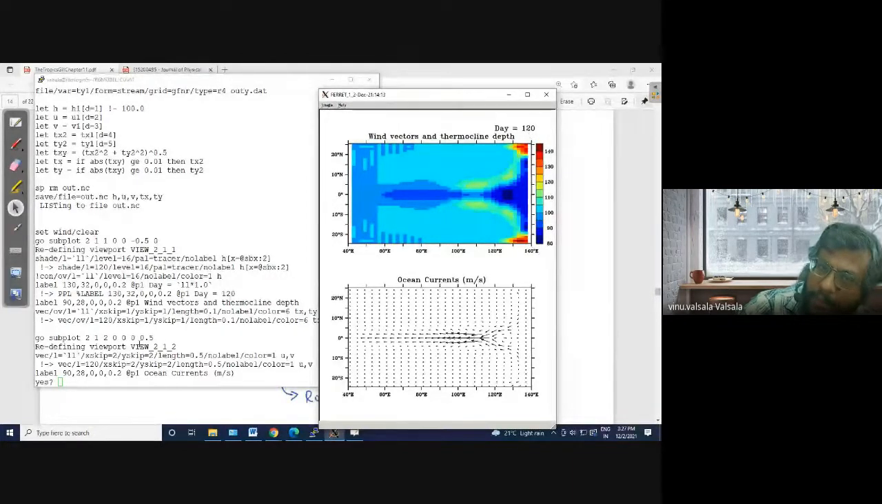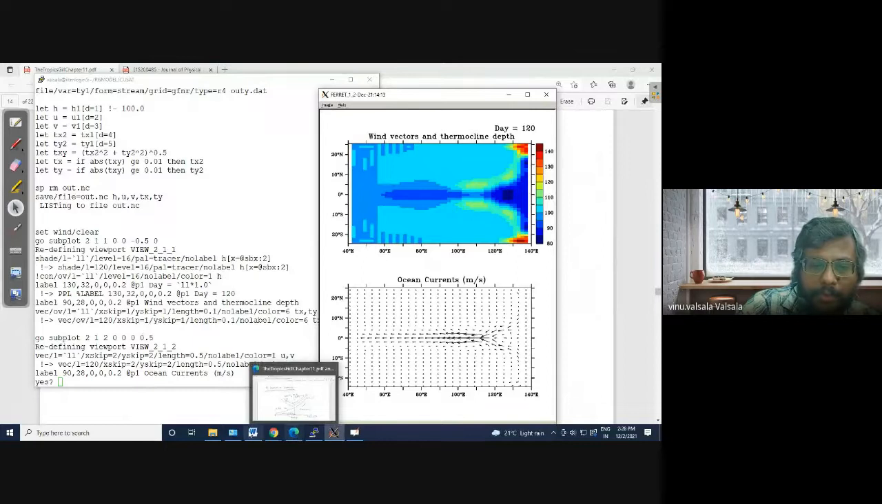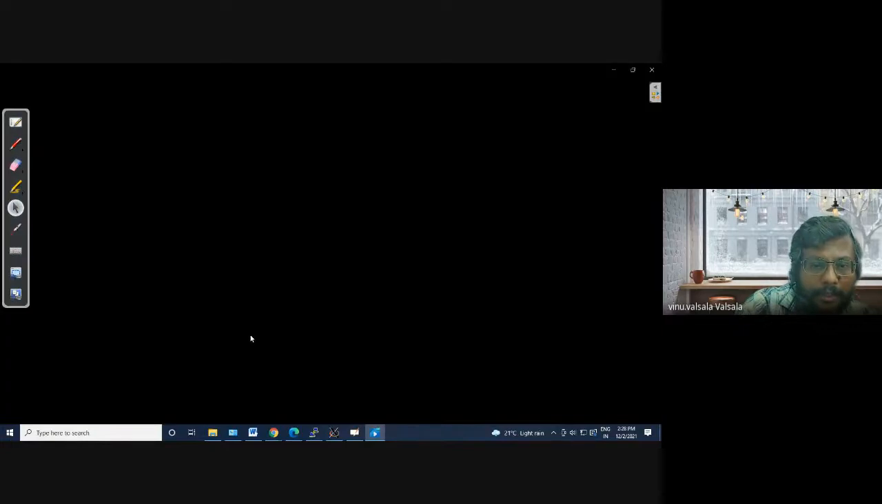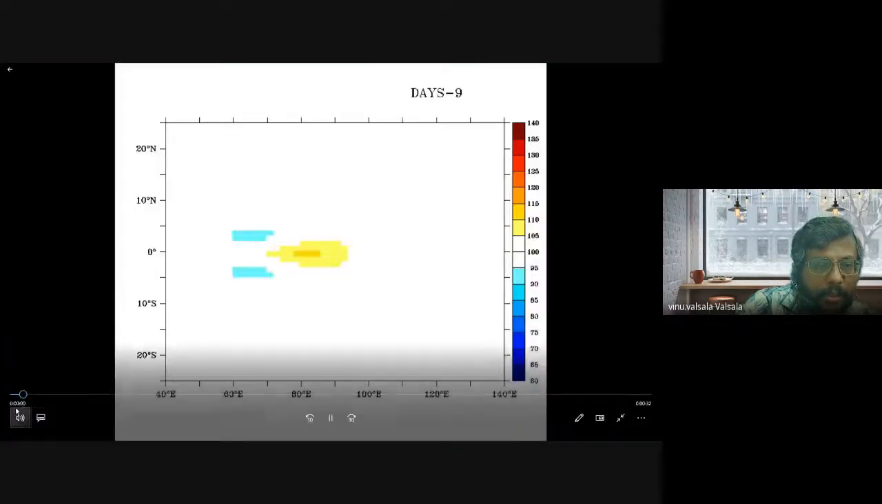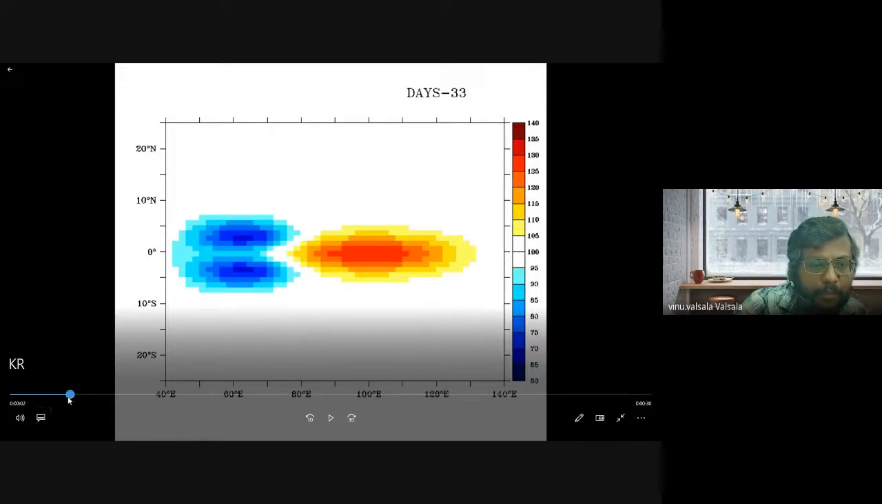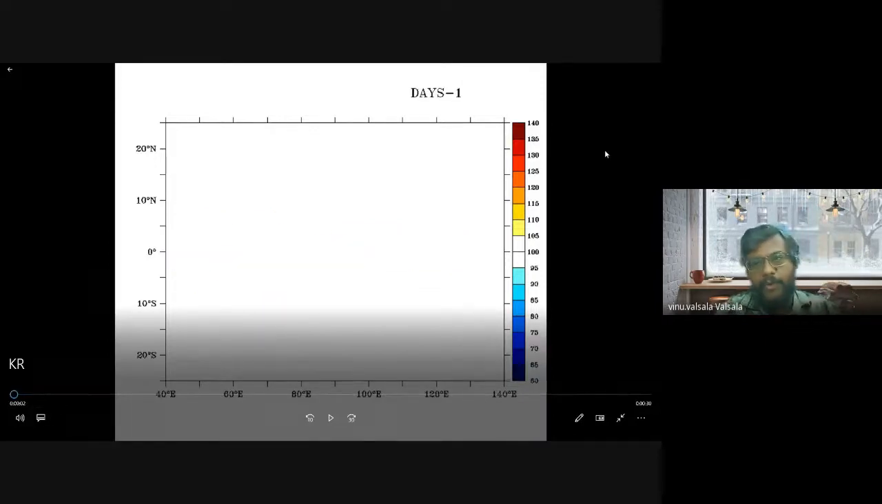Let us conclude here and see the continuous evolution of the wave as a movie, which will enable us to understand it in a single shot. So this is what happens. Let me begin the movie again. This is day one of our experiment.